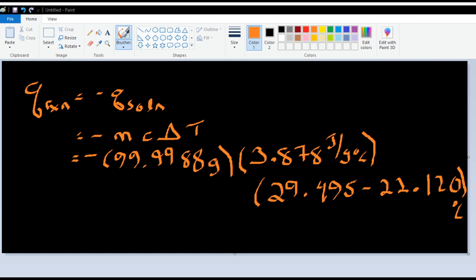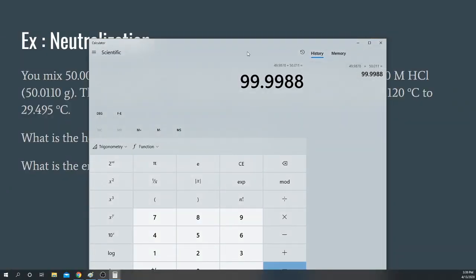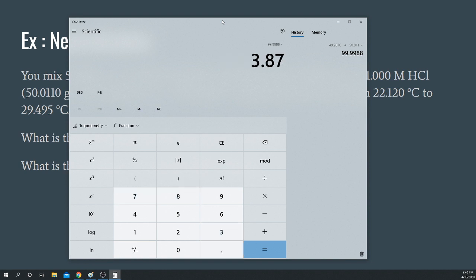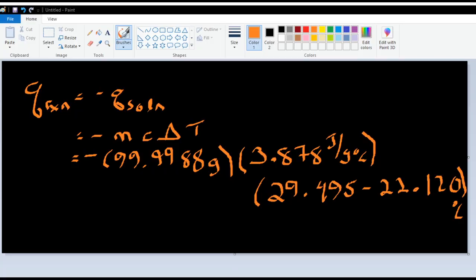And once again, we can plug those numbers into the calculator. So 99.9988 times 3.878 times 29.495 minus 22.120. For a total of 2860. That would be 4 sig figs, so we're limited to 4 sig figs here. Equals negative 2860 joules. So that is the heat change of this particular instance of the reaction.